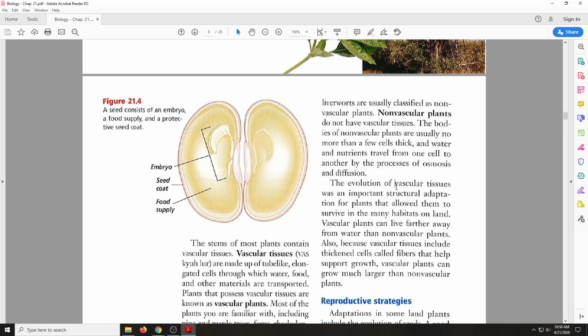We talked about that in a previous chapter and said that's not a very efficient way of transporting materials throughout a large organism. And that is correct. That's why most of those plants you see here are usually no more than a few cells thick. And they are usually short on purpose because they don't have vascular tissue to be able to grow large. They have to stay small scale in order for that diffusion and that osmosis to work.